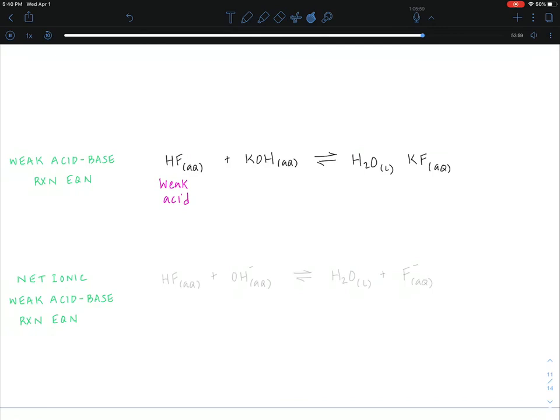But the thing is, if the weak acid doesn't dissociate completely, right, then in the net ionic equation, my spectators are going to go away. I'll just leave those out. And I end up with HF, because not all of it dissociated. I have removed my potassium spectators. So I just have hydroxide there. That's the business end of that base. What did I make? Water.